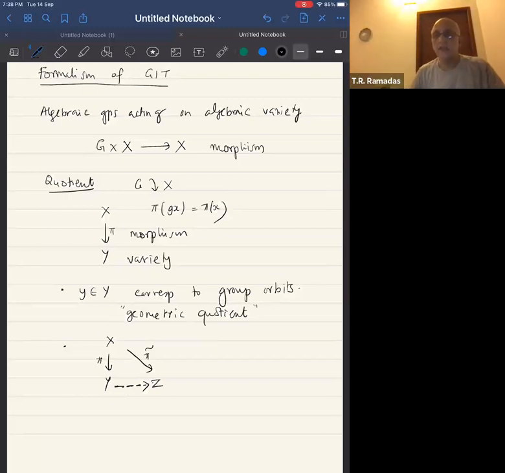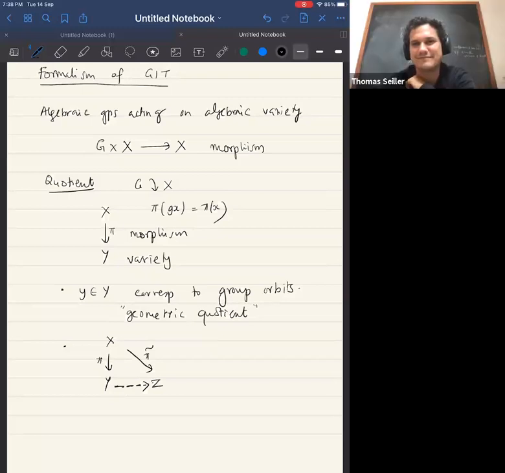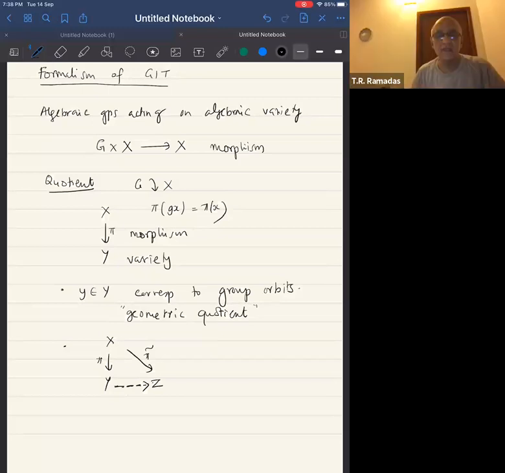In other words, given any pi tilde to some variety Z which satisfies this, it factors through this dotted map. In algebraic geometry, when you write a dotted map, that means something special: a map that's defined outside a subset of smaller dimension. But here, I mean a dotted map in the usual sense. So there exists a unique such map eta such that pi tilde is pi composed with eta. Such a pi is called a categorical quotient.